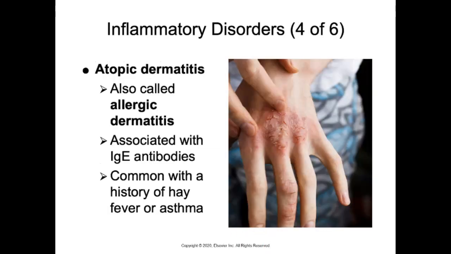Next, we have atopic dermatitis, and this is also called allergic dermatitis because we see that it's associated with IgE antibodies. And we see that it's more common in people that have a history of hay fever or asthma, and they'll typically be more affected in infancy and childhood, but some people are affected throughout their adulthood.